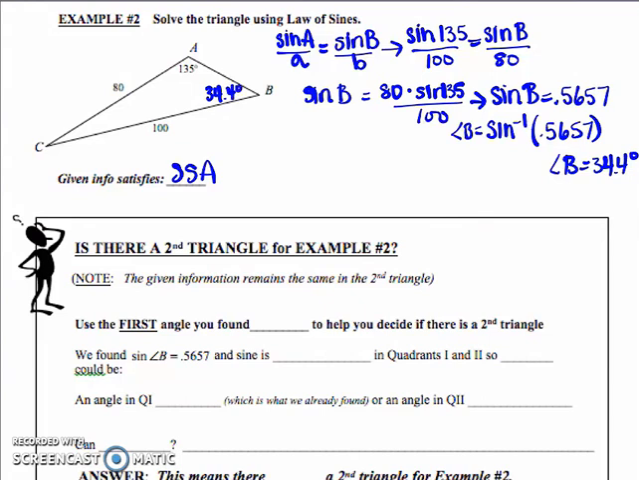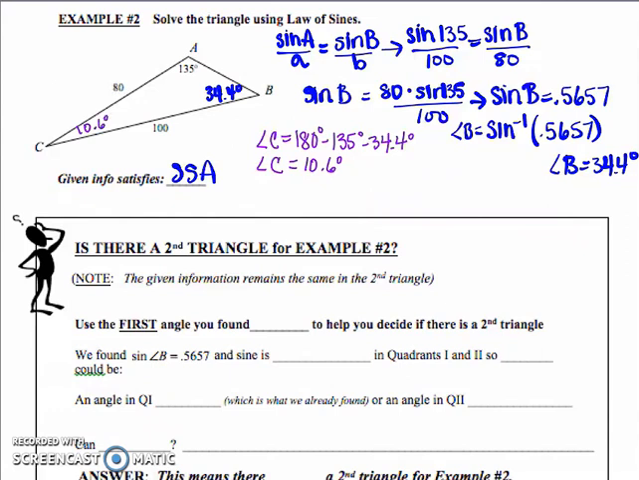And now that I know angle B, I was given angle A, I'm able to subtract from 180 to find angle C. So now I can say angle C is going to be equal to 180 degrees minus 135 degrees minus 34.4 degrees. So I find out that angle C is going to be equal to 10.6 degrees.